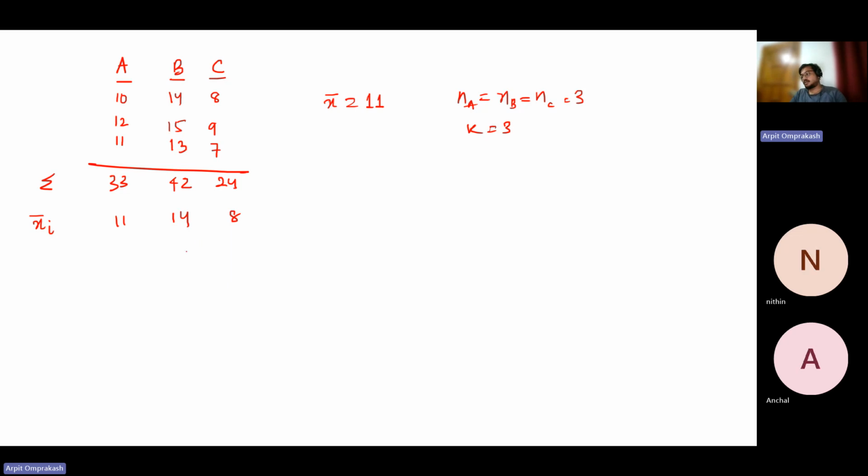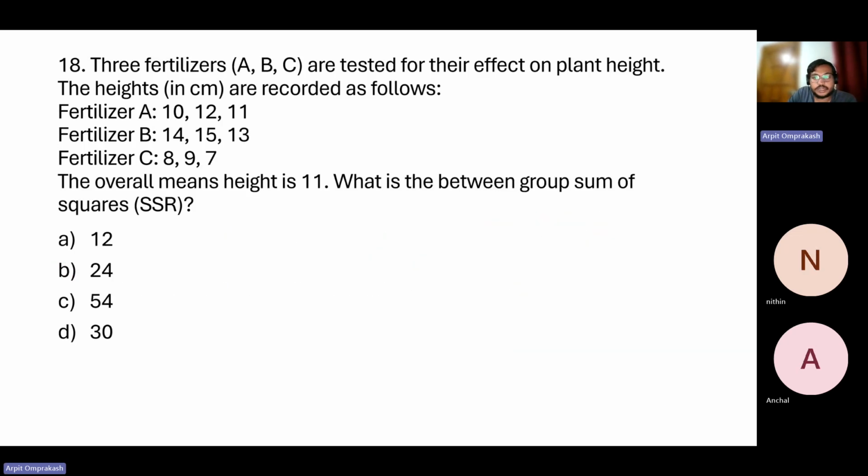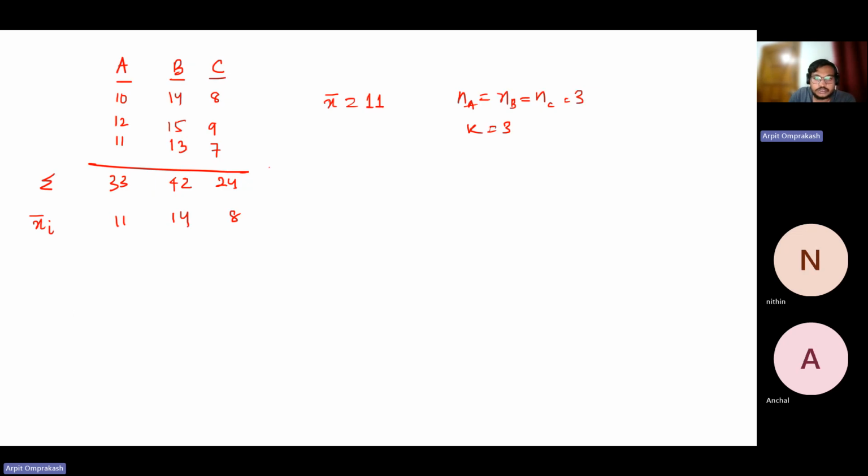Now we know that what we are asked to calculate is the between group sum of squares. So SSR, or between group sum of squares, is nothing but the sum of Ni into (xi bar minus x bar) whole square. So this is the formula.